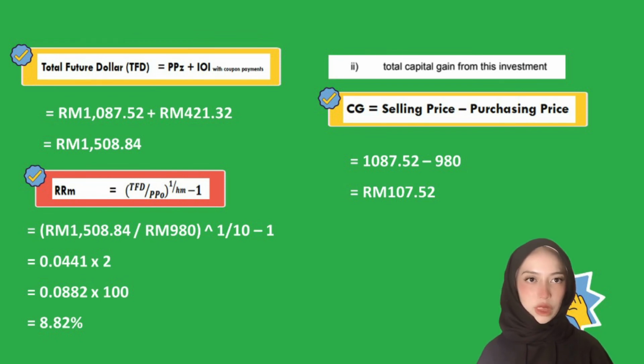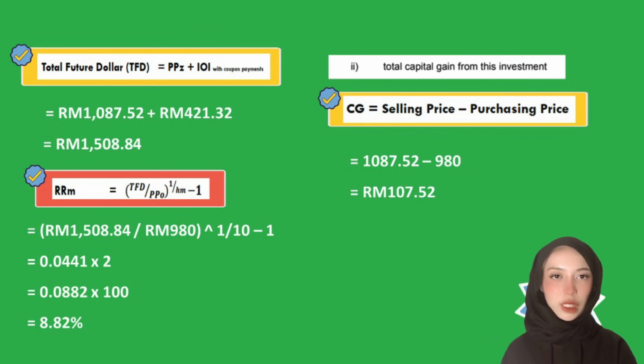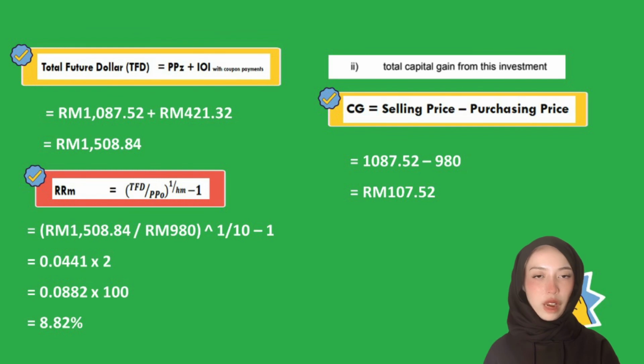This question asks for the total capital gain from this investment. For this question, we will be using the formula of capital gain equals selling price minus purchasing price. Key in the numbers from the selling price and purchase price that we have calculated earlier. So, capital gain equals RM1087.52 minus RM980, and you will get the total capital gain amounting to RM107.52.